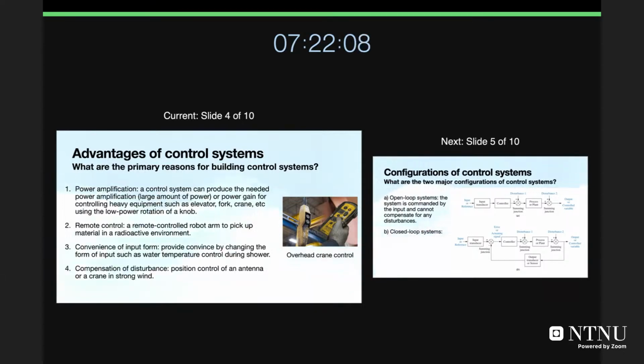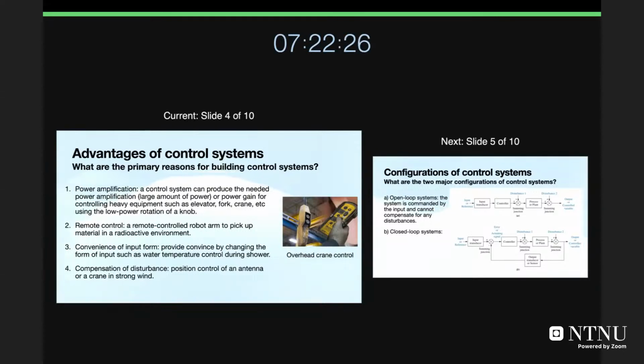Convenience of input form also. It will provide convenience by changing the form of input, such as water temperature control during a shower. I mean, you want to take a shower, for example, so you want to control your temperature to feel comfortable while taking your shower. So it's convenience of input form.